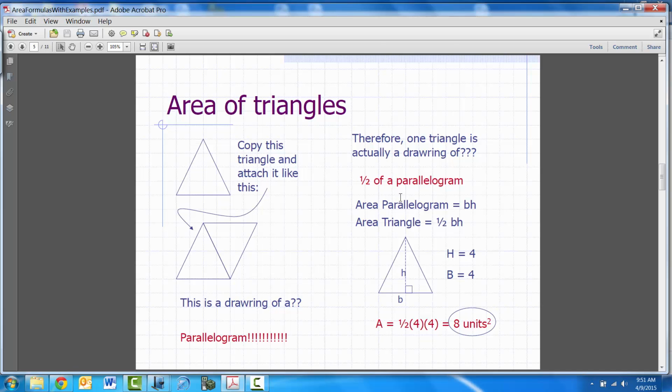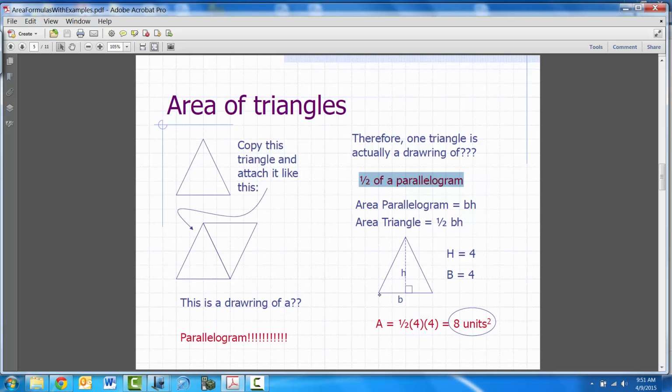Half of a parallelogram, which I put right here for your convenience. All right? So if the area of a parallelogram is base times height, see how this is all building up? One thing builds on another. Area of a triangle is half that. So half base times height.